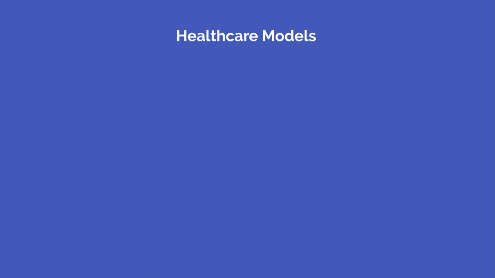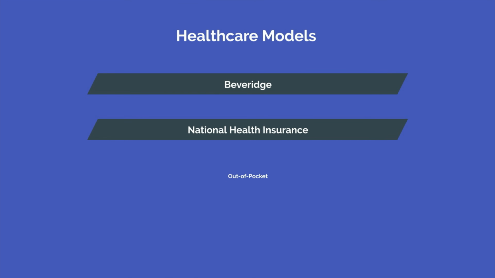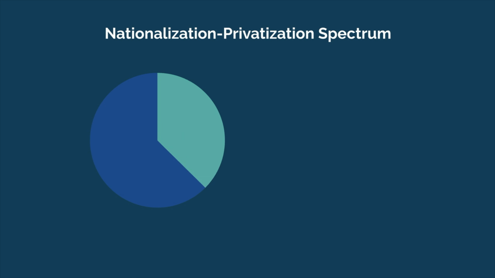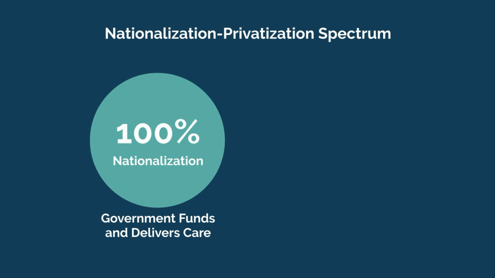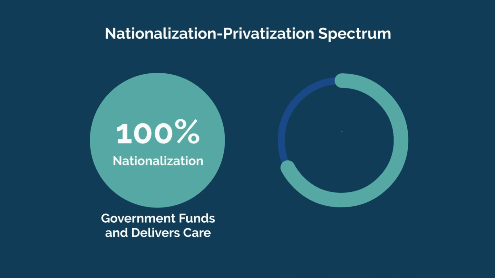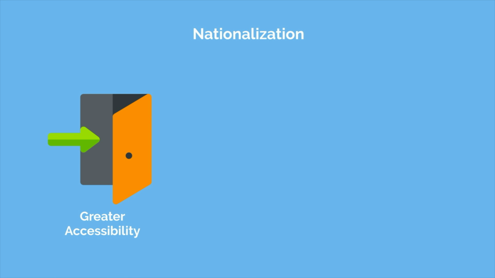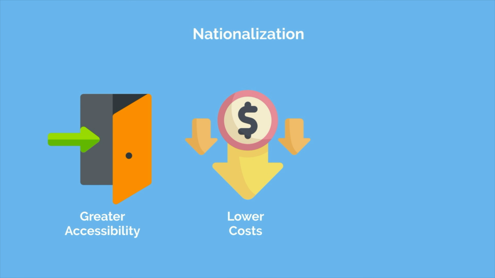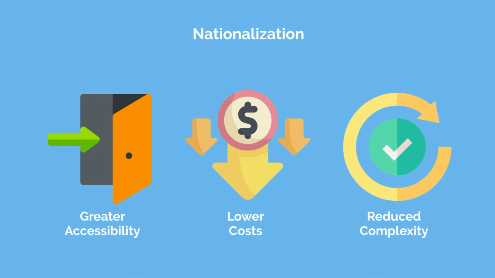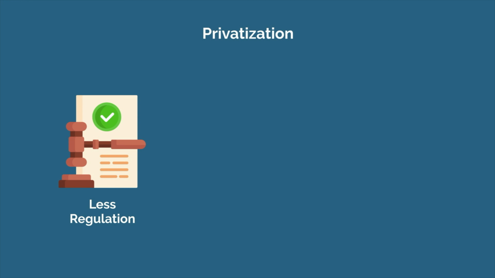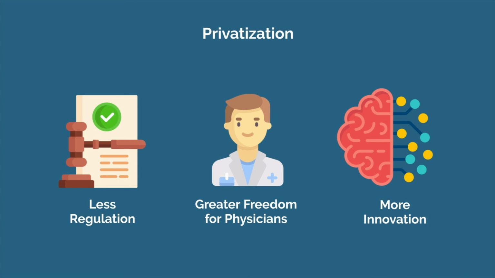Each of the 4 major healthcare models sits on different points of the nationalization-privatization spectrum, with one end representing 100% nationalization, in which the government fully funds and delivers care, and the other end representing 100% privatization, in which the private sector fully funds and delivers care with no input from the government. Broadly speaking, nationalization is associated with greater accessibility to care, lower costs, and reduced administrative complexity, whereas privatization is associated with less regulation, greater freedom for physicians, and a more fertile ground for innovation.